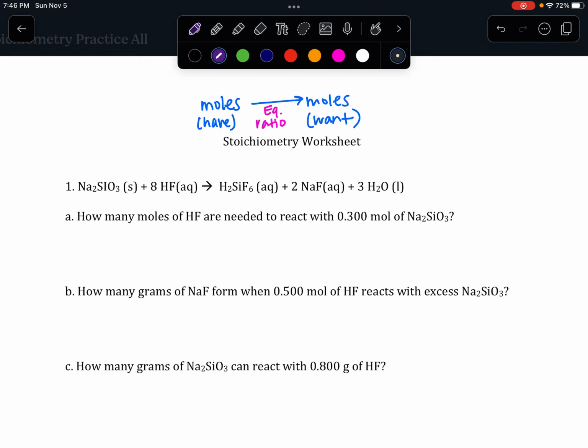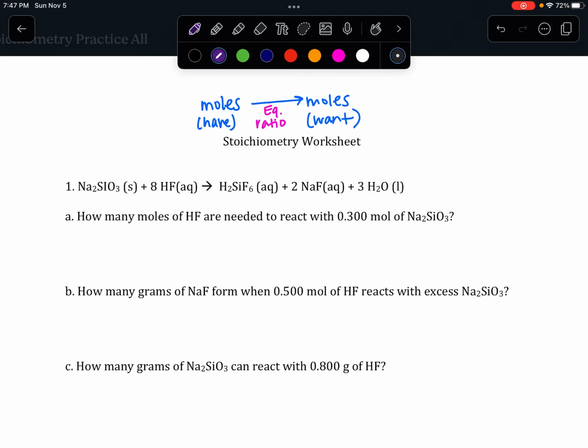This video is going to walk through a few stoichiometry calculations. We'll do a few that are moles to moles, and then we'll also do some that involve gram calculations. So let's look at number one. The equation is already balanced, so you don't have to worry about that.